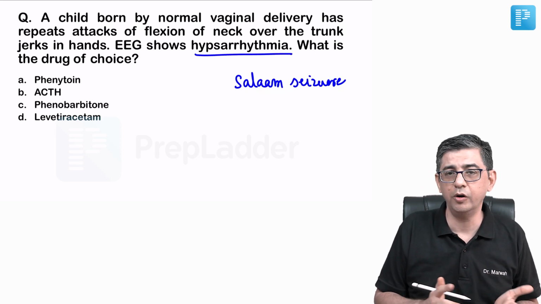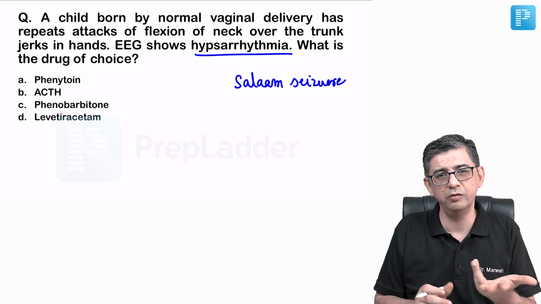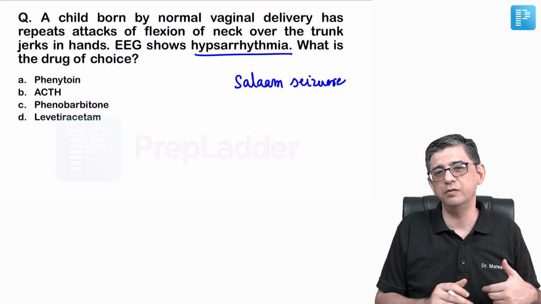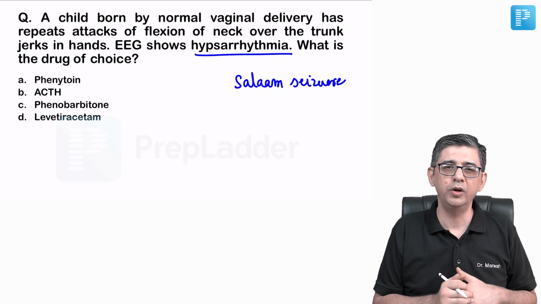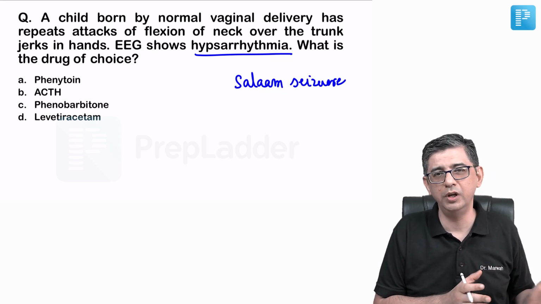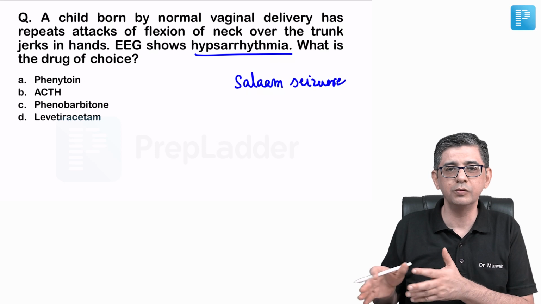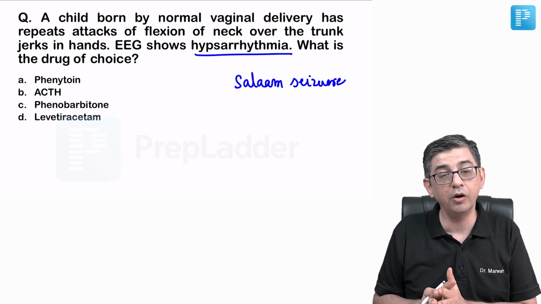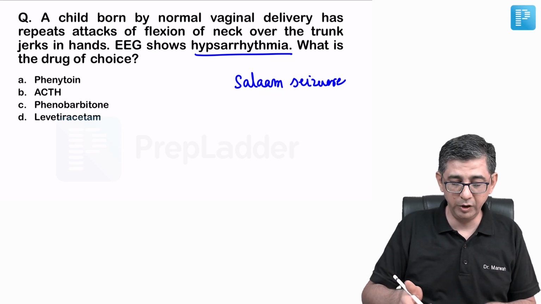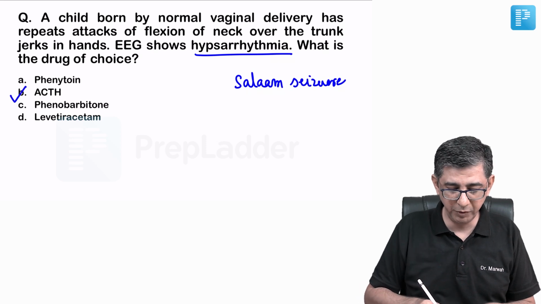Hypsarrhythmia means a grossly chaotic pattern. Normally we have beta waves when our eyes are open, then we relax, we go to alpha, then we go into NREM 1 and into theta waves. So all those patterns are what I've described, but here there's a grossly chaotic pattern. So salaam seizures, West syndrome was mentioned, and the treatment for this would be ACTH.